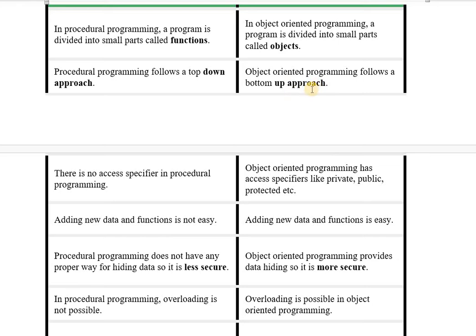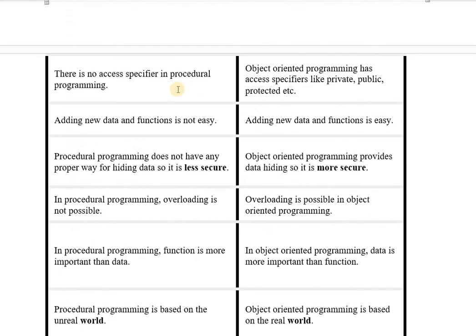We will see the concept of object oriented programming as well. There are no access specifiers in the procedure oriented programming language, whereas we have the concept of access specifiers in object oriented programming. And incorporating or adding any new data or functions inside the procedure oriented program is not easy, whereas adding any new data or the function is very easy in the case of object oriented programming.